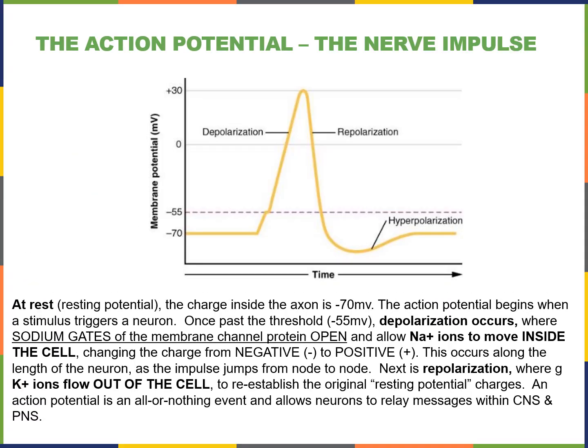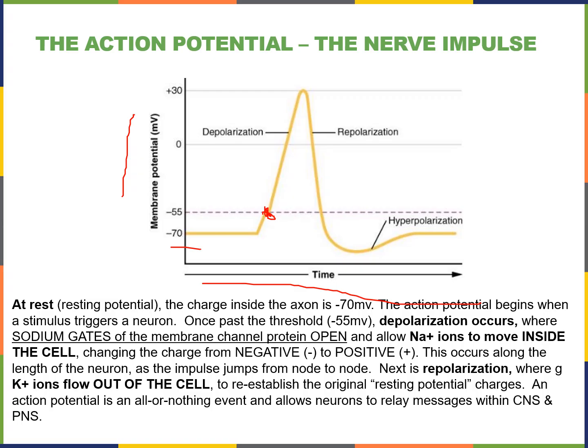So at rest, if you put this on a graph, here we've got time elapsed, and on this side we've got the millivolts. If you measure the resting potential, that is always at about minus 70 millivolts, so the action potential hasn't started. The action potential begins when a stimulus triggers a neuron past the threshold. This here is what's called the threshold. That's when I said that the stimulus has to be strong enough. If it's not strong enough, you don't get an action potential.